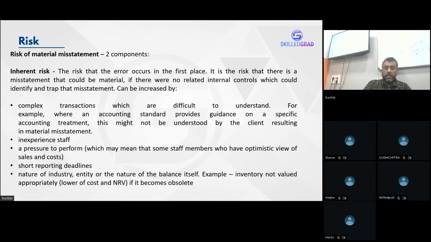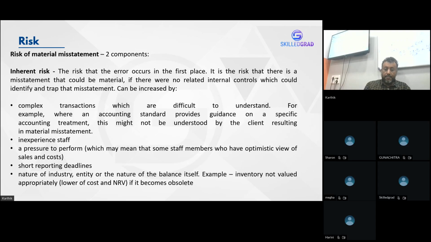Short reporting deadlines. When the head of the board of directors tells the finance director that the accounts for the year end of 31st March have to be ready by 10th of April, pakka ready, and that he wants the auditor to start work by 15th of April, then with that kind of pressure, people will miss some things in reporting and keep making mistakes. Understood? That is the nature of the industry.